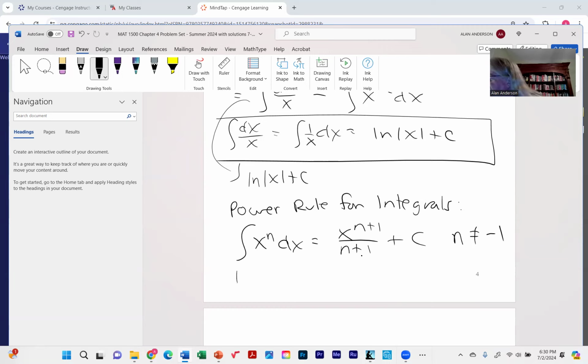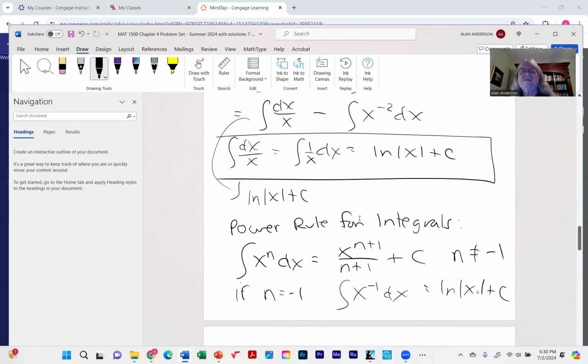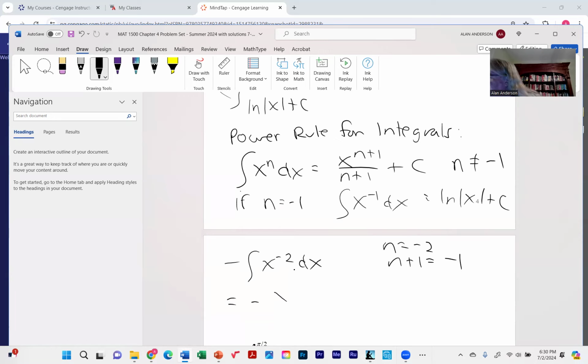If it is, then we'll end up with log absolute x plus c. And that's what happened here. So what about the second term? Again, we can use the power rule for this one, minus x to the minus 2. If n is -2, then n plus 1, of course, is -1. So we end up with negative x to the -1 over -1 plus c.